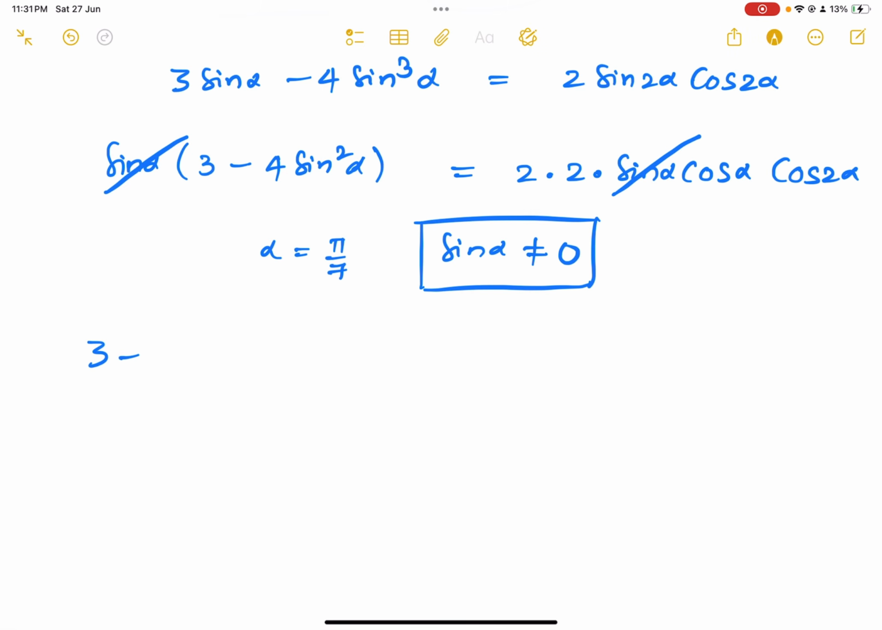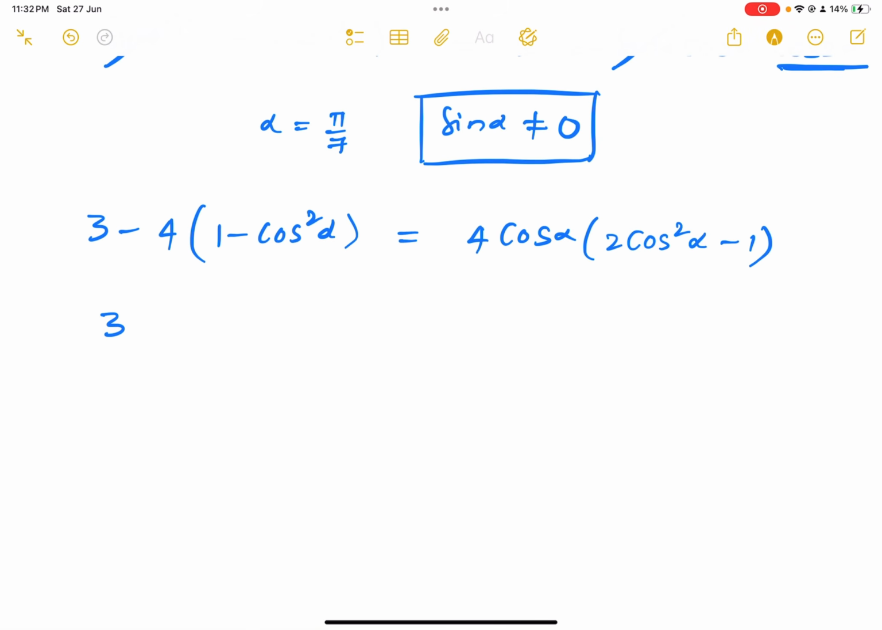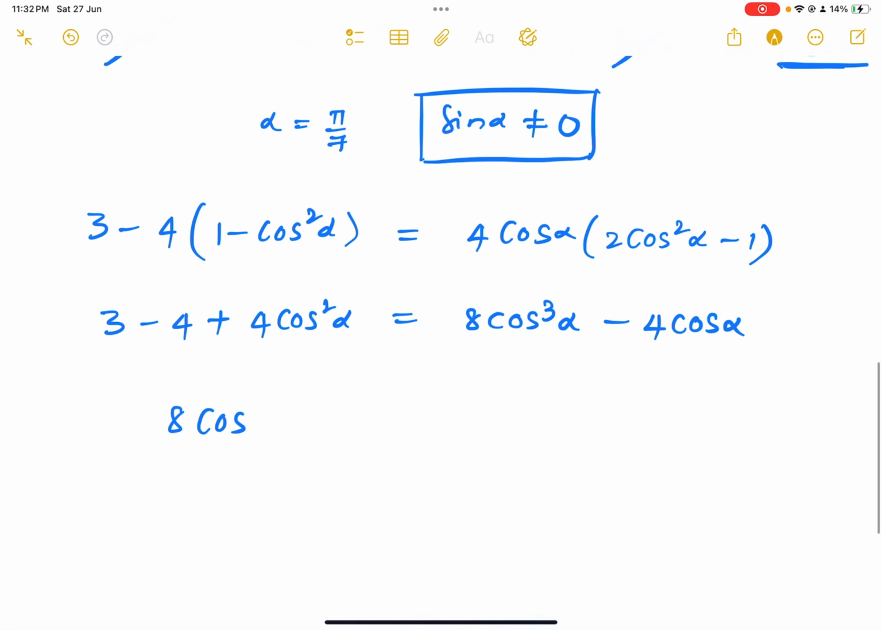Now on the left hand side you have 3 minus 4 sine square alpha, which can be replaced with 1 minus cos square alpha. This equals 4 times cos alpha, and this cos 2 alpha can be replaced by 2 cos square alpha minus 1. So now this is simply 3 minus 4 plus 4 cos square alpha equals 8 cos cube alpha minus 4 cos alpha. Bring everything to one side, then you'll get 8 cos cube alpha minus 4 cos square alpha minus 4 cos alpha plus 1 equals 0.